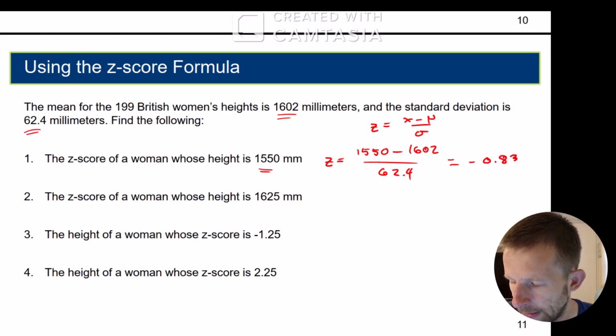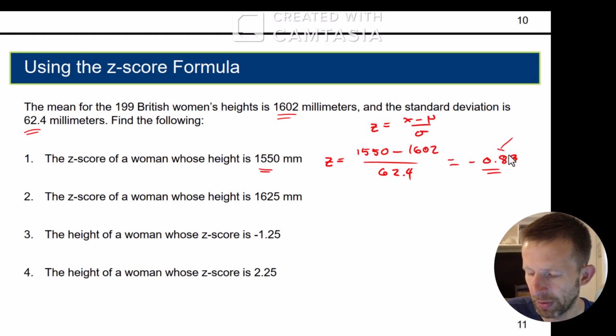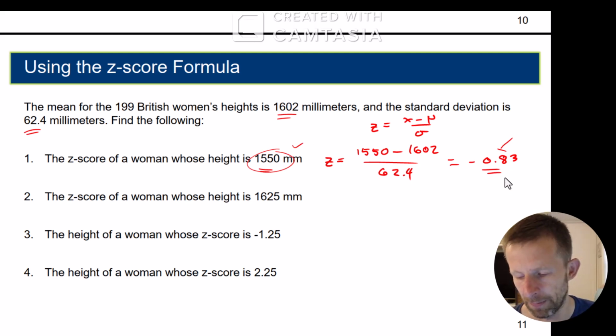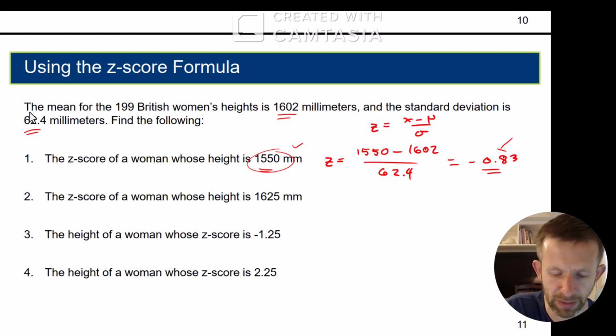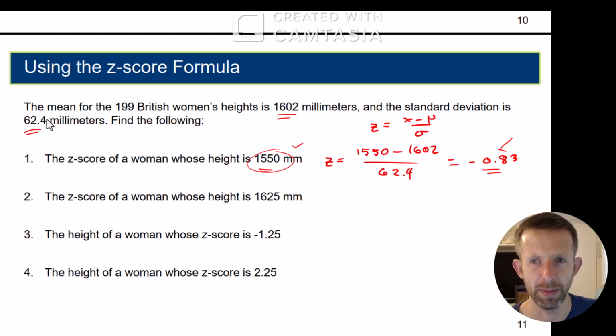All right, could that make sense? So this tells us that we're to the left of the mean. So 1550 is to the left of the mean. And it tells us we're less than 1 standard deviation from the mean. So yeah, 1550 is less than 62.4 to the left of the mean. So yeah, that looks good.